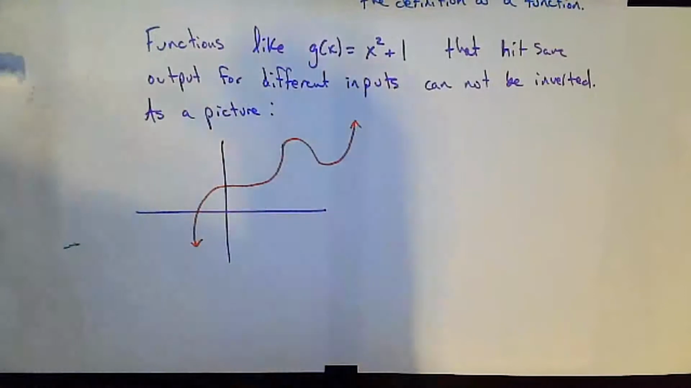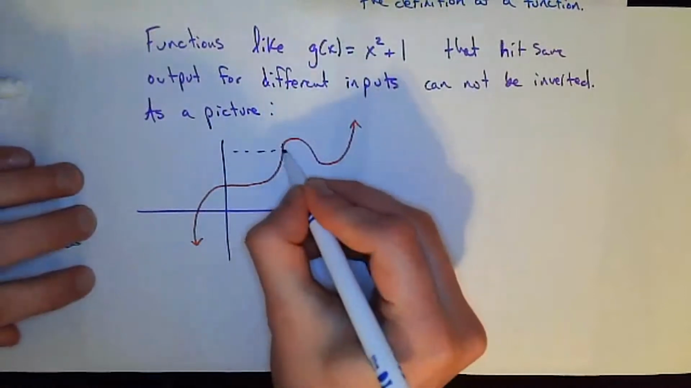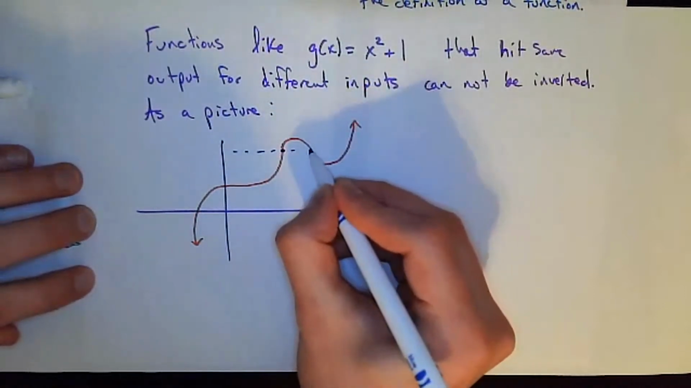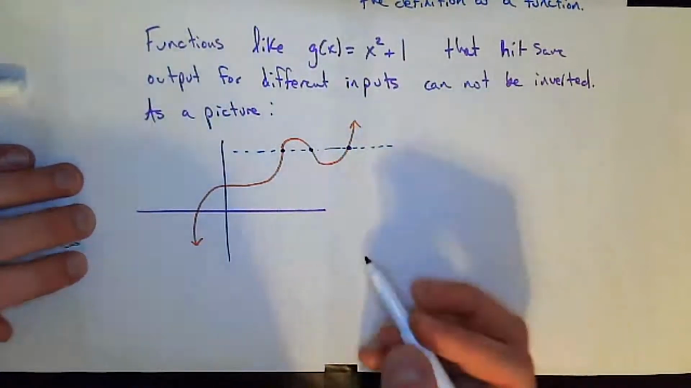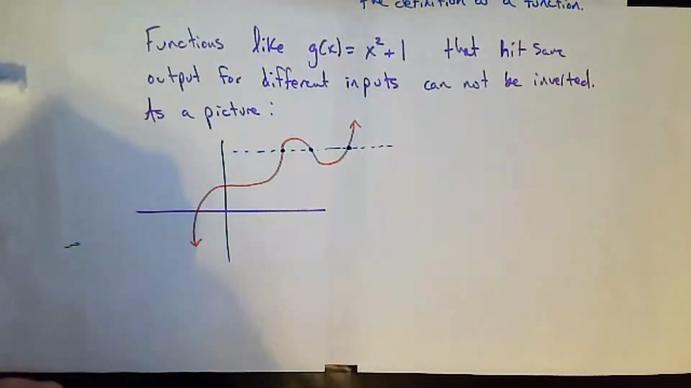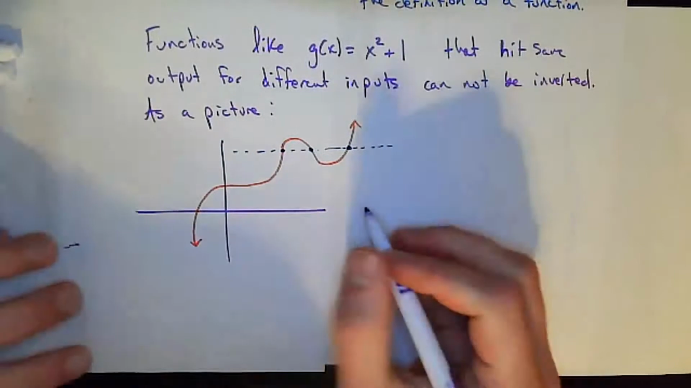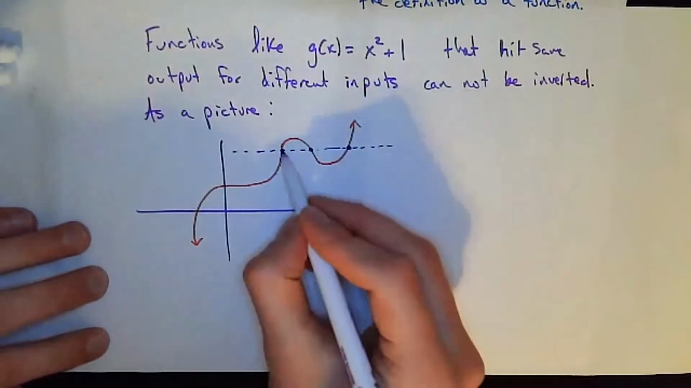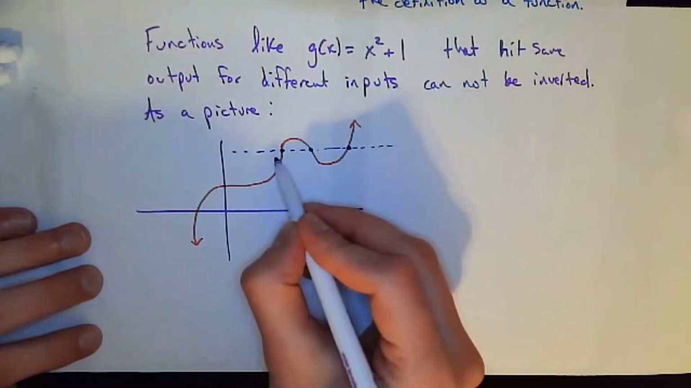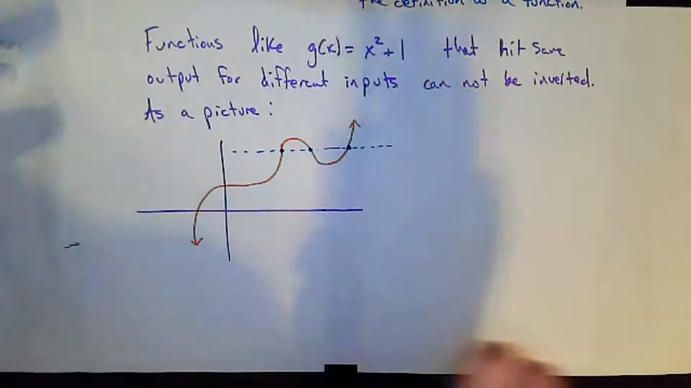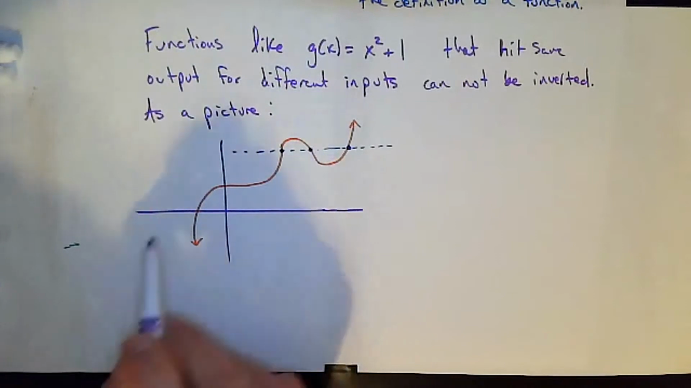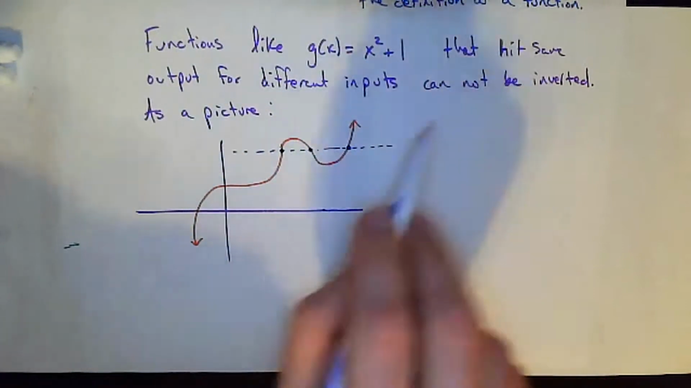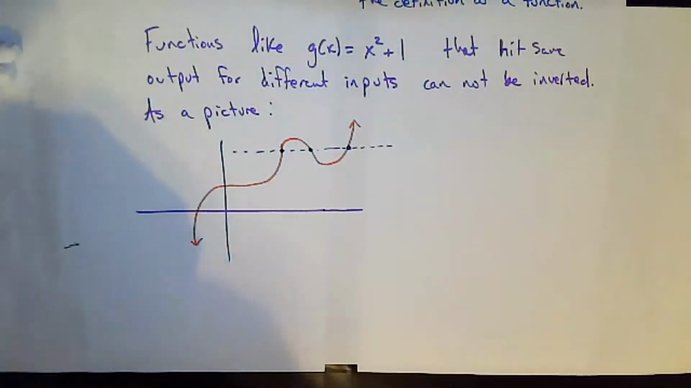So right here, it's hitting the same output here and here, and again at 3 different inputs in this case, because I drew a pretty wild function. So it's hitting this same output for 3 different inputs, which is okay as a function, but this cannot be inverted. This function, as this red line, whatever kind of crazy function this is, does not have an inverse.